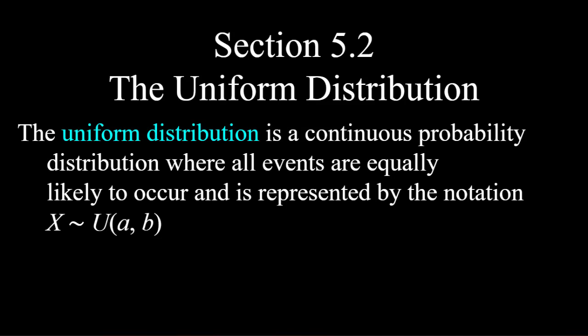In section 5.2, we focus in on the uniform distribution. When we look at the uniform distribution, this is a continuous probability distribution where all the events are equally likely to occur. It's represented by the notation X, then a squiggly symbol, then U standing for uniform distribution, and then from A to B, where A is the lowest value in that distribution and B is the upper value.